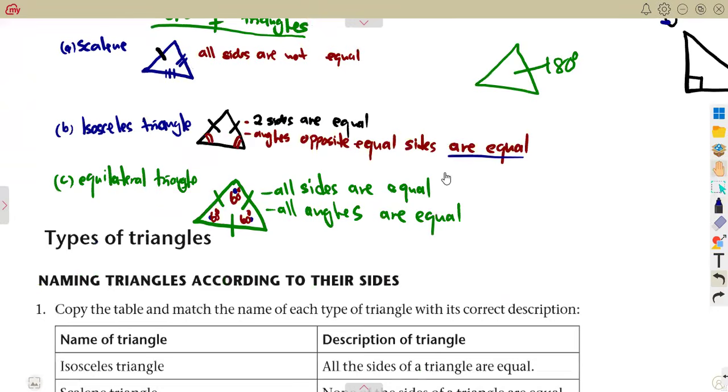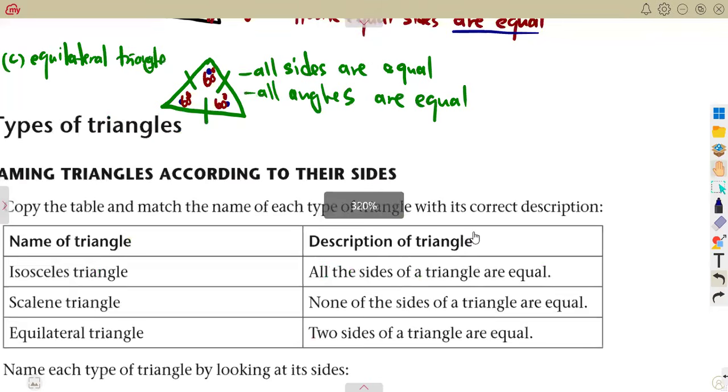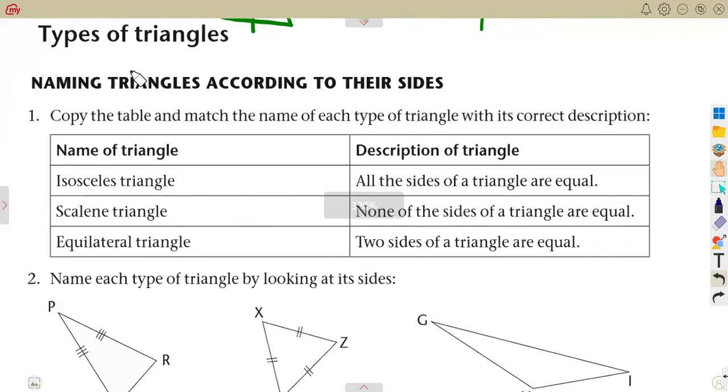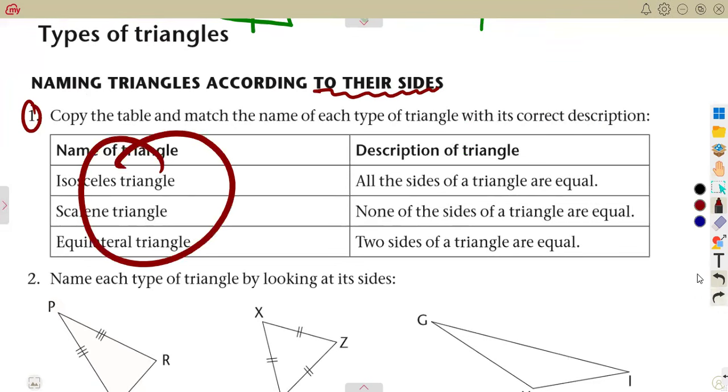So in this exercise, we are given just one or two questions to consider. We are given the types of triangles, all right? Naming triangles according to their sides. Number one, copy the table and match the name of each of the triangles with its correct description. There we are given the name of a triangle and a description which does not match exactly what you're given. So we're supposed to redo this.